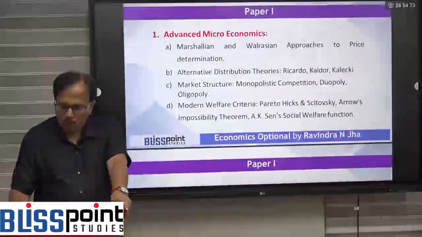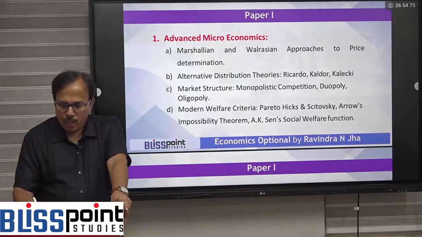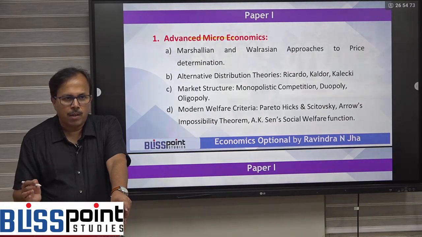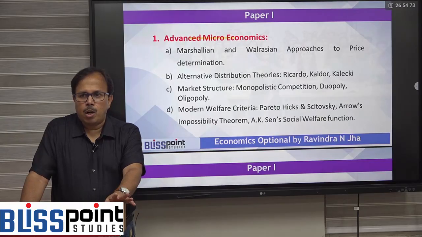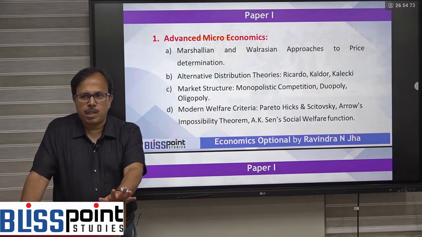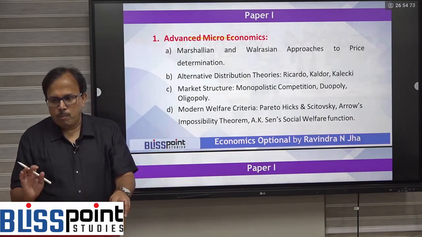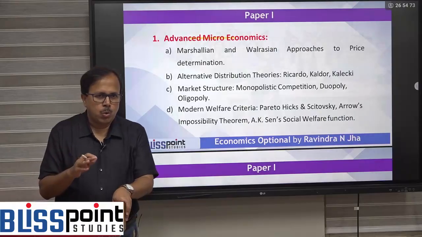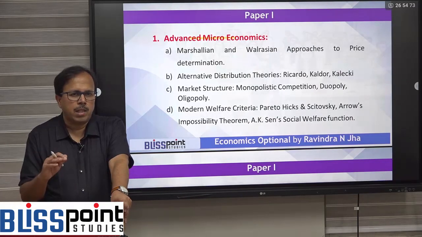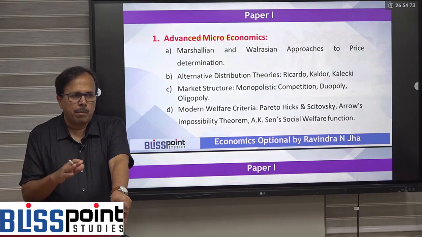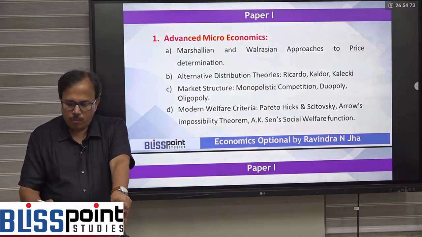So paper 1 in optional has 5 parts. One is advanced micro, then advanced macro, money banking and finance, international economics and growth and development. These are the 5 parts. And paper 2 is broadly divided into 2 sections, pre-independence and post-independence. Post-independence is further divided into 2 parts, pre-liberalization and post-liberalization.